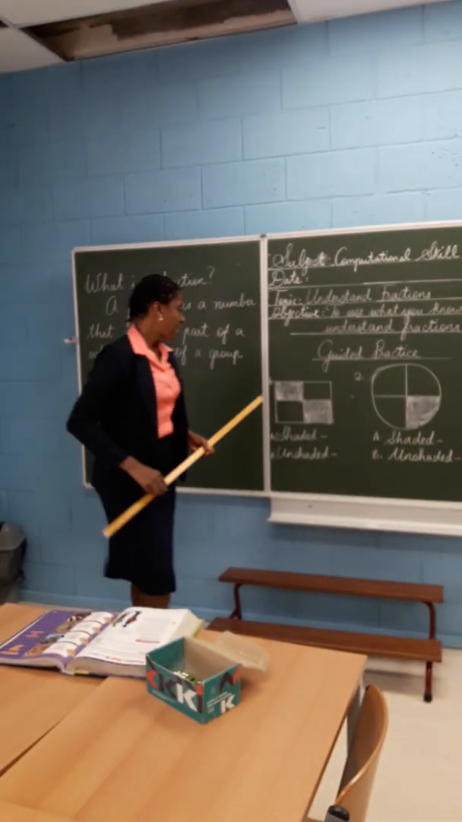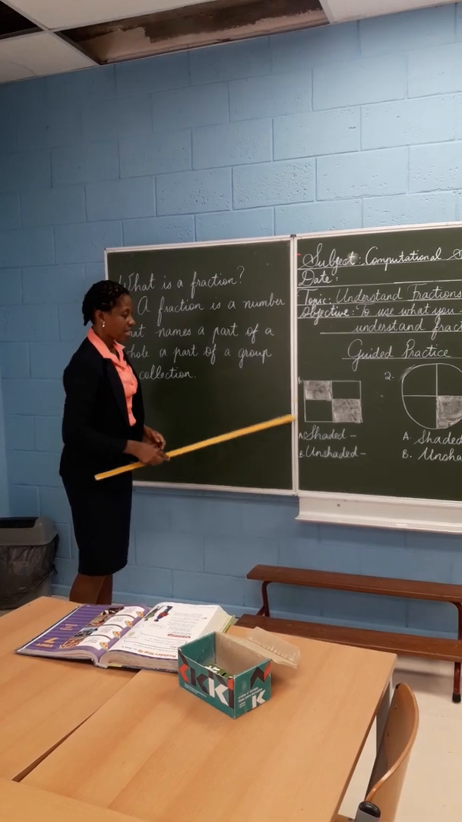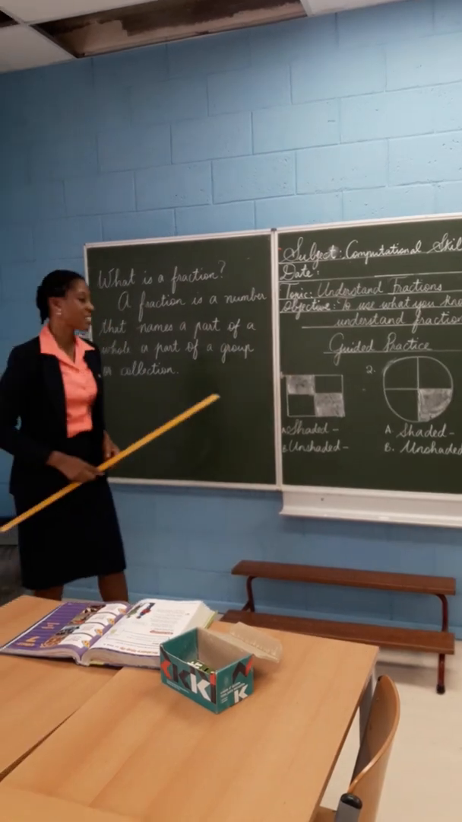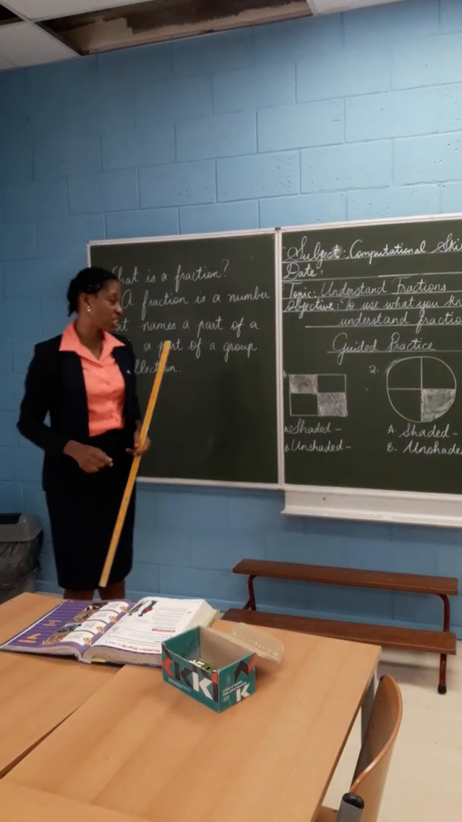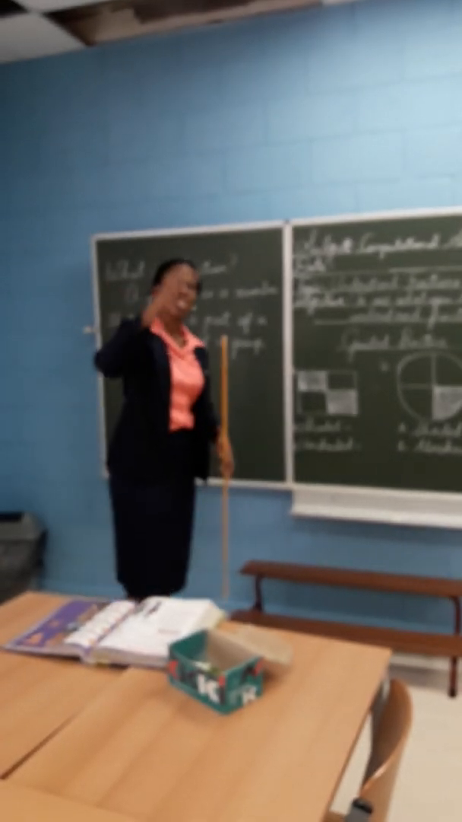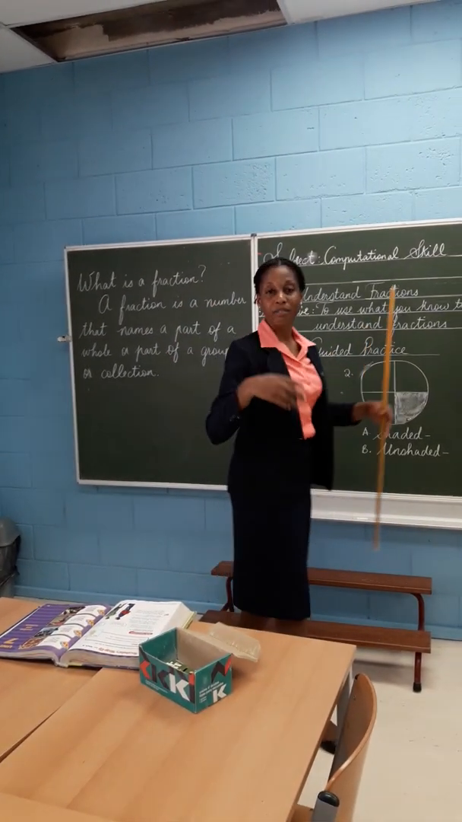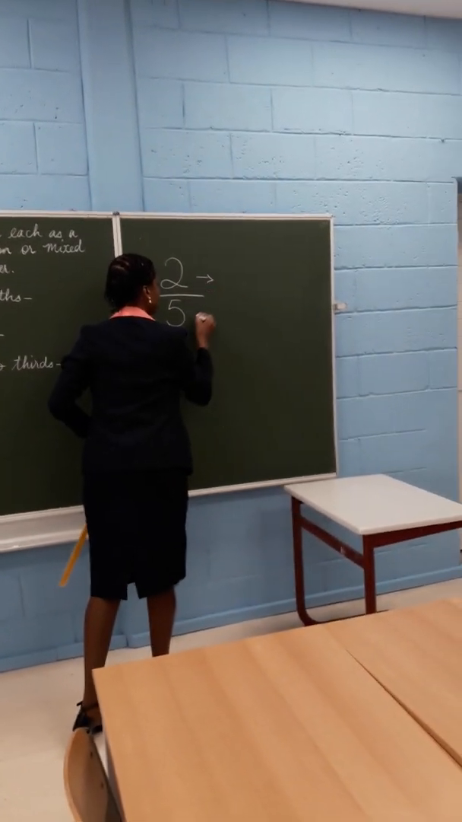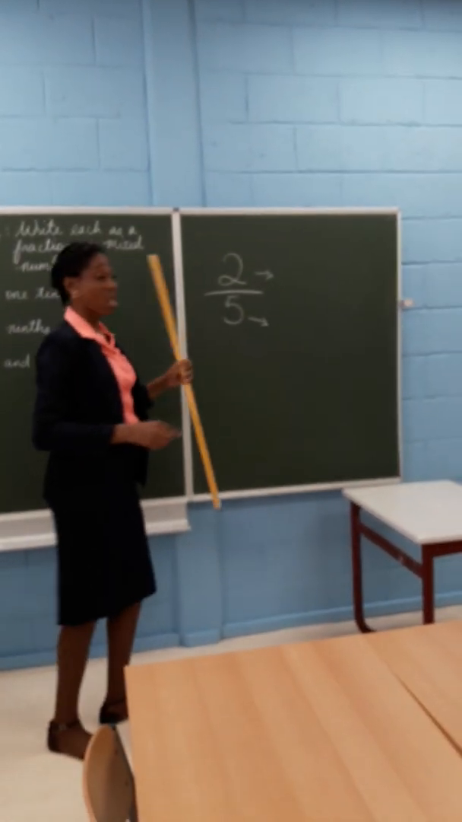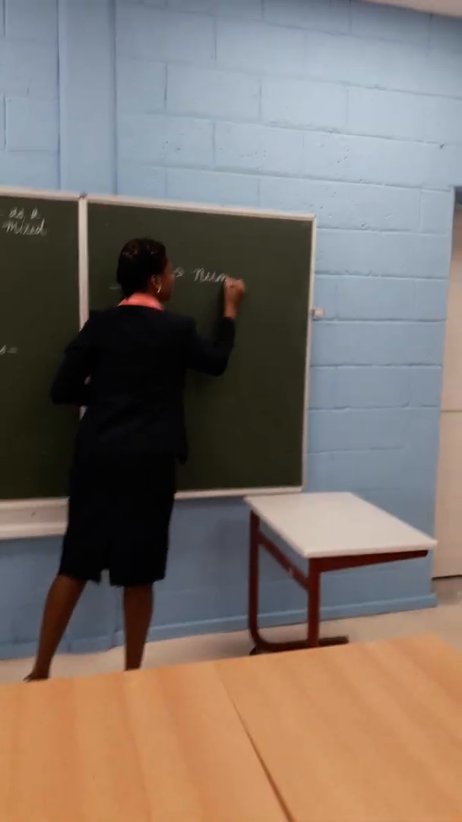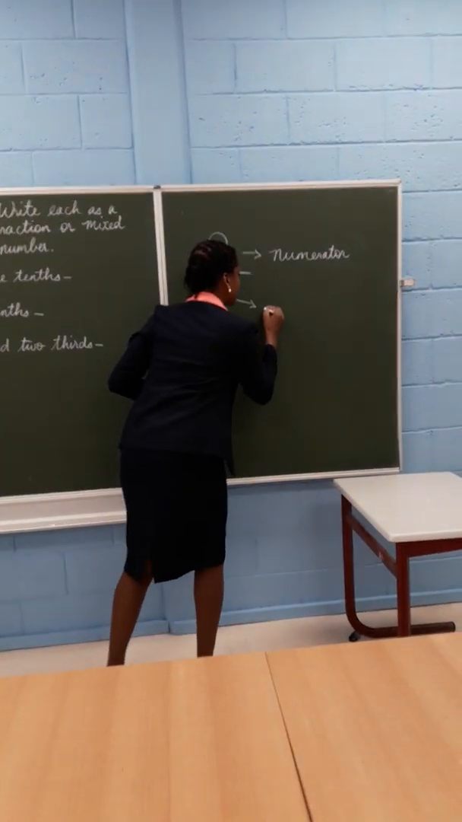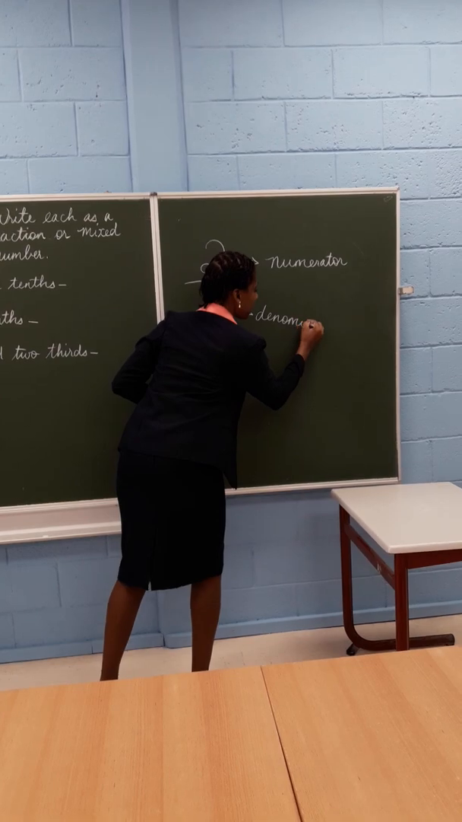Guided practice. Now here we have a square and it's divided. And it has two shaded parts and it has two parts that are not shaded. Already you know that the top part is called numerator and the bottom part is called denominator. For example, we have this fraction here, 2/5. The top is called the numerator and the bottom is called the denominator.